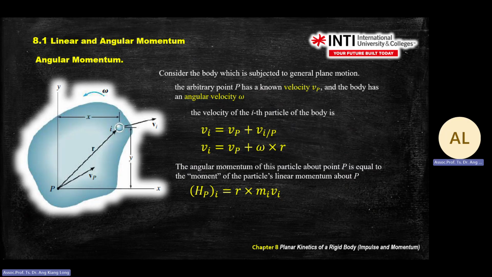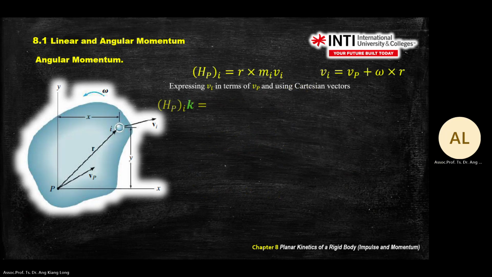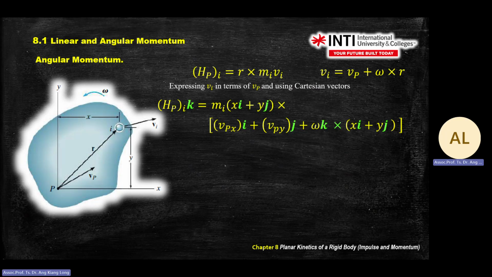Linear momentum. What is HP? It is your mv. There's a direction. So mv, if you see k, k means going outside the screen. We're still using right hand rules. Okay. H equal to mv multiplied by the r.